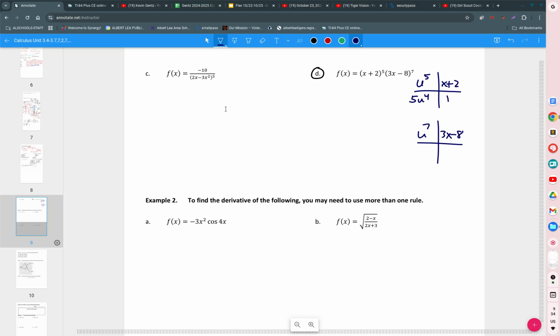And in this box here, I have 7u to the 6th, and I have 3. So below, I will write my derivatives, which would be 5 times x plus 2 raised to the 4th power. And here I have 21 times 3x minus 8 raised to the 6th power.